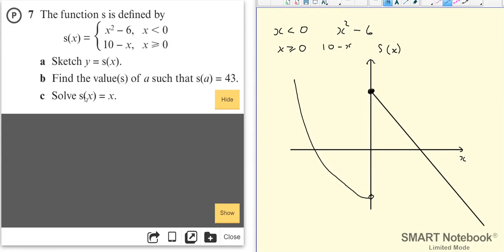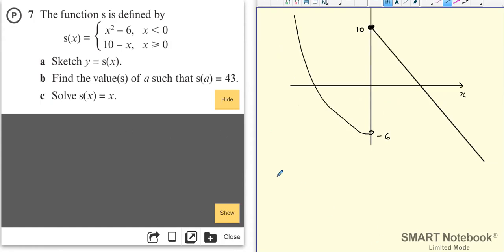Now, in part B, it says find the value or values of a such that S of a is 43. Now, I should actually point out that this is 10 and this is minus 6. Without which I'm going to lose, maybe if it's a 3-mark question, 2 marks, or maybe at least 1 for not noting these y values down. Now, S of a equals 43. What's that going to look like on my graph, part B? Can you please tell me?